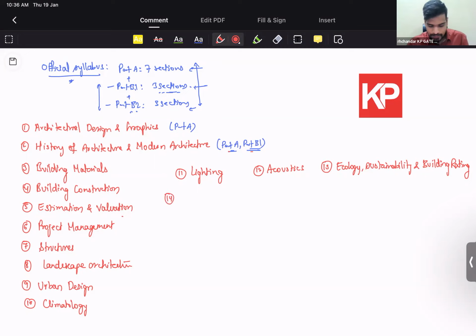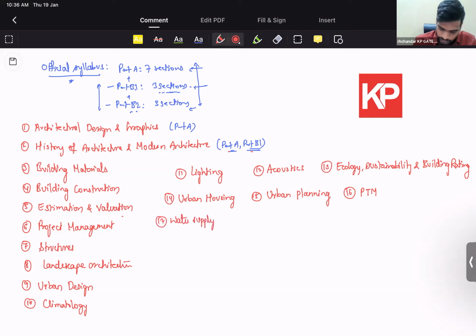Then you have the 14th subject, which is urban housing. Number 15, urban planning. Then you have number 16, planning technique management, which focuses on various types of surveys and details about various types of plans in planning. Then you have number 17, which is water supply. Number 18, solid waste management. Number 19, plumbing and sewerage.